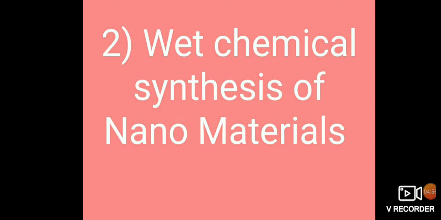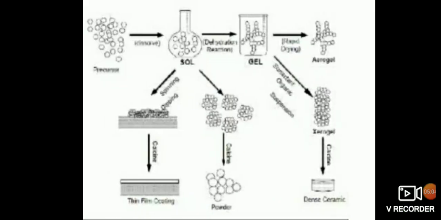Now, in wet chemical synthesis of nanomaterials, we'll study the sol-gel process. The sol-gel process involves the evolution of inorganic networks through the formation of a colloidal suspension, called the sol, and the gelation of the sol to form a network in a continuous liquid phase. This is called the gel.